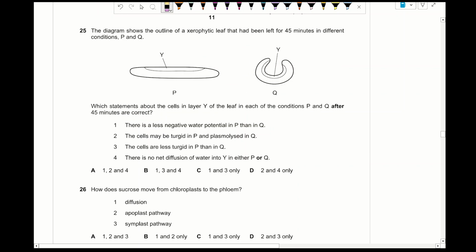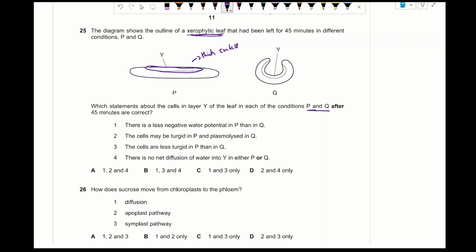Number 25, the diagram shows the outline of a xerophytic leaf that had been left for 45 minutes in different conditions, P and Q. Which statements about the cells in layer Y of the leaf in each of the conditions P and Q after 45 minutes are correct? First of all, since this is a xerophytic leaf, we will assume that the layer Y on top is the thick cuticle, since xerophytic leaves have a larger, thicker cuticle to prevent water loss. Therefore, Y is a thick cuticle. Now, let's see the suggestions that we have here.